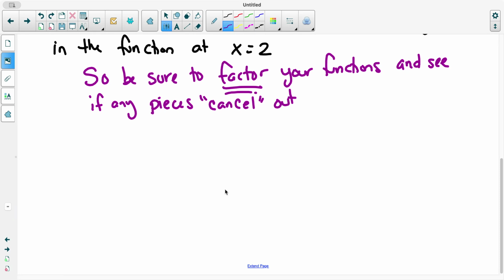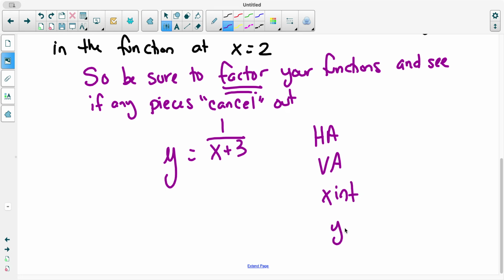Okay, so y equals 1 over x plus 3. All right, so horizontal asymptote, it's bottom heavy, by the way. Vertical asymptote, x-intercept, and y-intercept. Okay, so bottom heavy means that my horizontal asymptote is 0. Vertical asymptote's only got 1, x plus 3. That means the vertical asymptote is x equals -3.